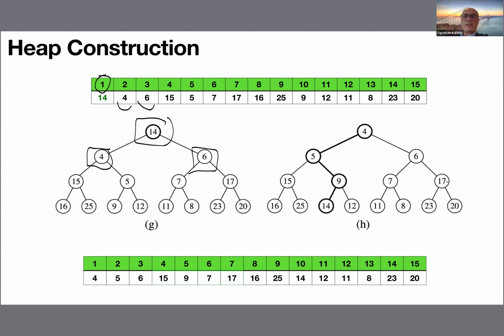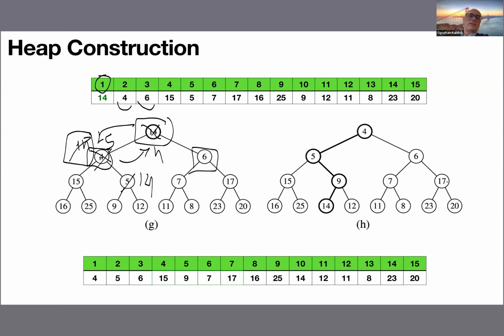And when we make the comparison, we see that 4 is less than 14 and also 6. So that means 14 will come here and 4 will come here. Now I have 4 here and 14 here. Since I have updated this, I need to check. So that is 14. 14 is less than 15, it's good, but 14 is not less than 5. So I should make this 14 and this should become 5.